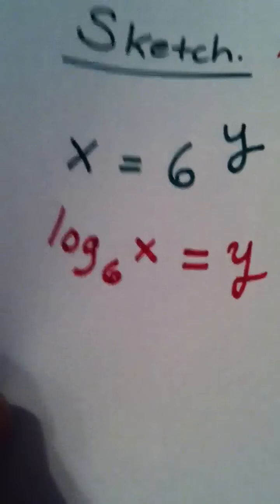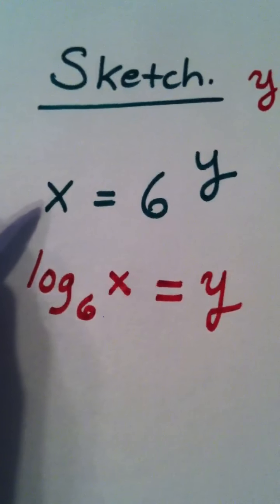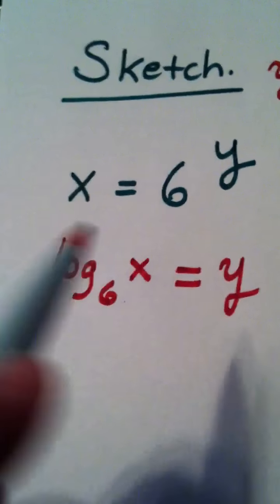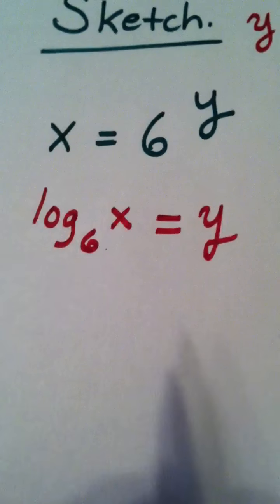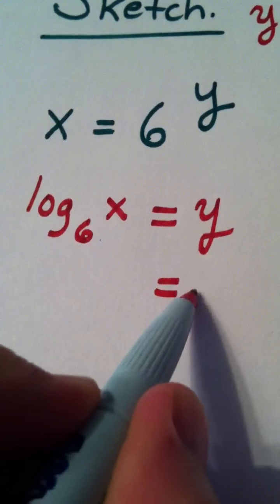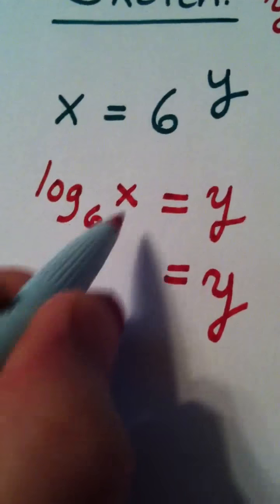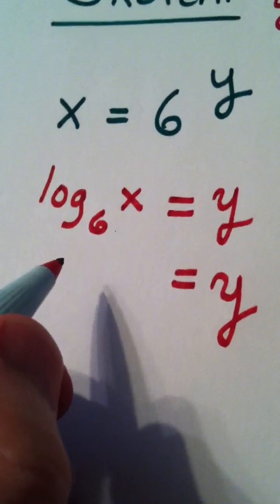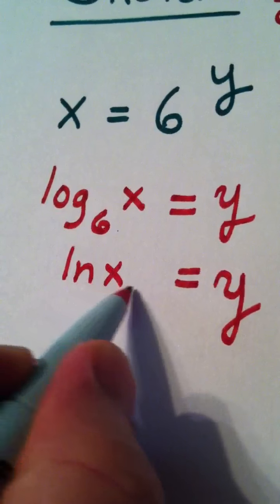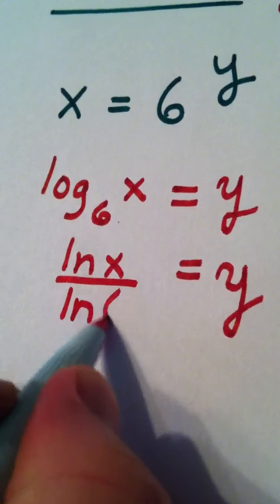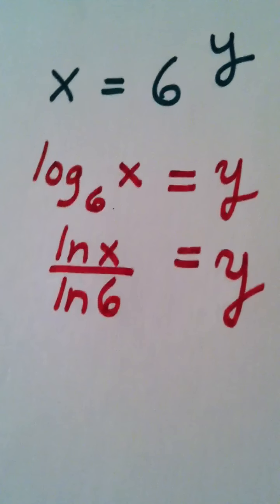Well, look at how cool that was. When we converted it from exponential form into log form, it automatically got y equals. So now we can type this into our calculator. And to type this into our calculator, we're going to apply the change of base formula. So this is the natural log of x divided by the natural log of 6. Or the log function, common log will work also.